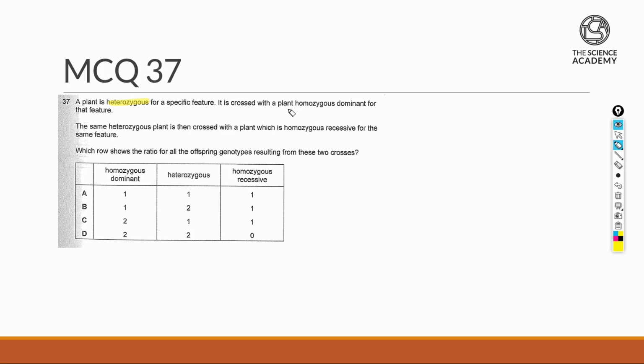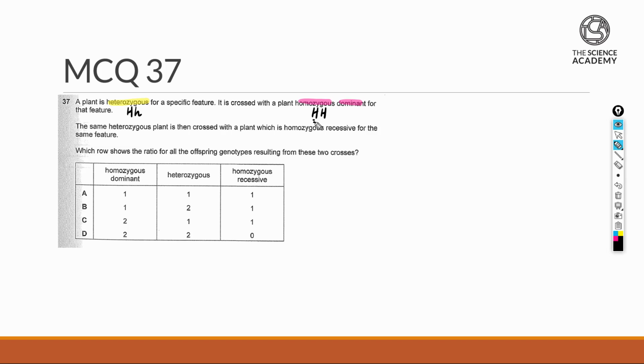So we have a plant that's heterozygous for a specific feature. I'm just going to label them using a capital H for the dominant allele and a small letter h for the recessive allele. It was crossed with a homozygous dominant plant. The word dominant would mean that both of the letters we're going to use are a capital H. And since the mention is homozygous dominant, actually just one copy of the dominant allele is required to give rise to a dominant feature over here.